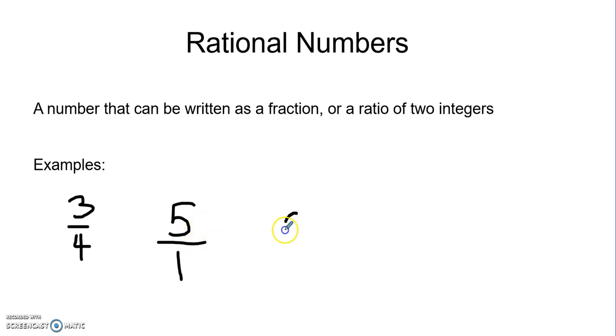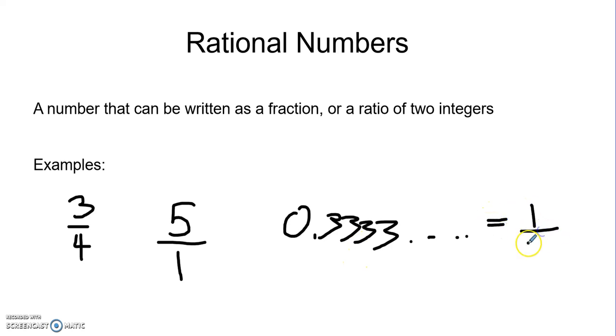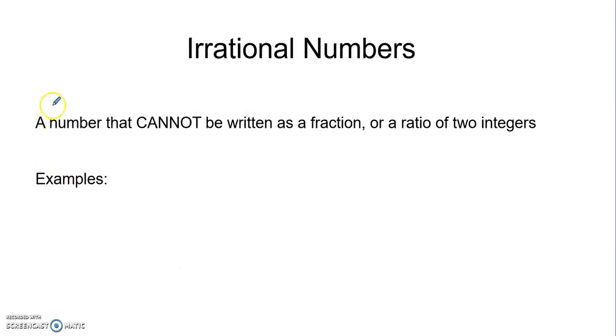Another example would be something that looks like this, 0.333, and it keeps going on forever. That's the same thing as 1 over 3. So there are a lot of different types of rational numbers, and this is opposed to an irrational number, which is something that cannot be written as a fraction or a ratio of two integers.